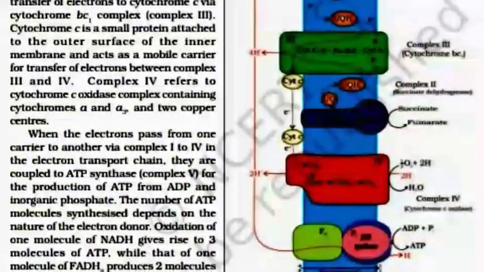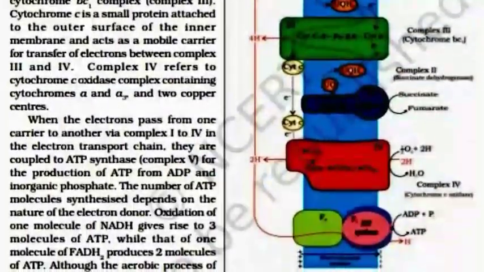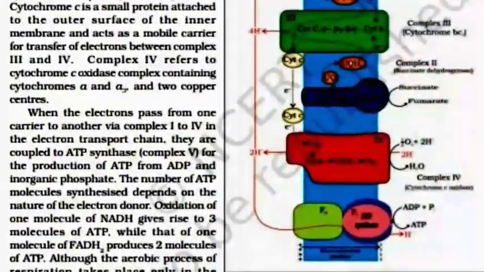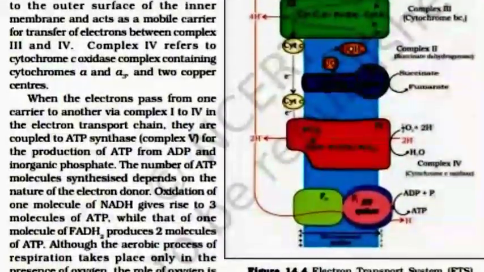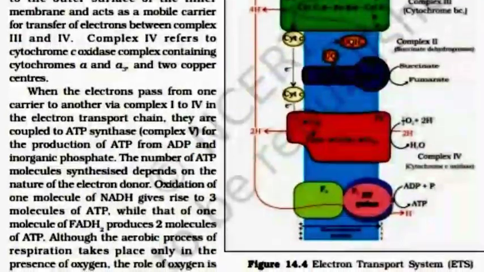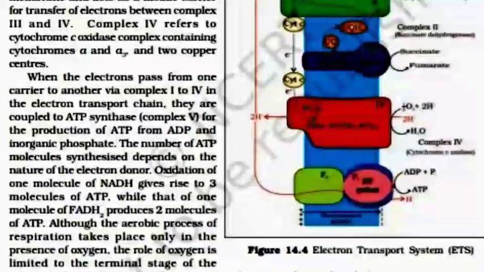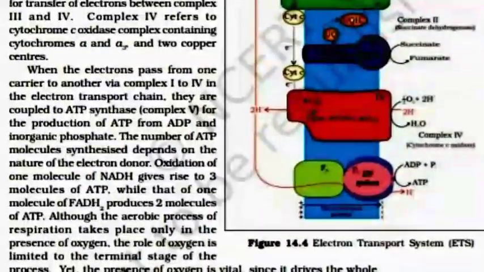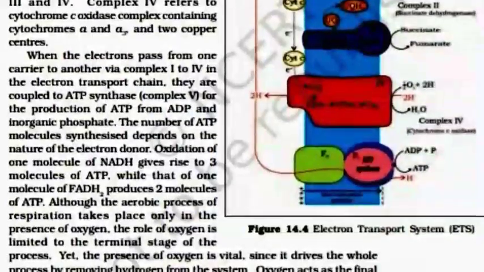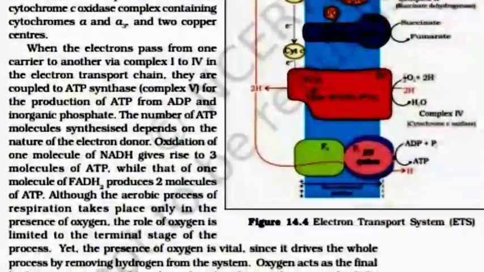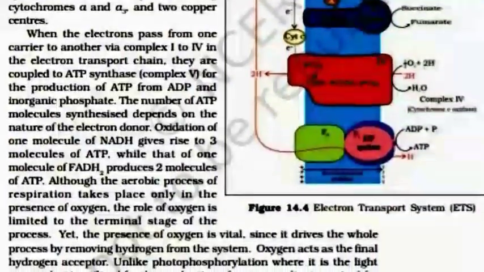When the electron passes from one carrier to another via complex 1, 2, 4 in the electron transport chain, they are coupled to ATP synthase, complex 5, for the production of ATP from ADP and inorganic phosphate. The number of ATP molecules synthesized depends on the nature of the electron donor. Oxidation of one molecule of NADH gives rise to three molecules of ATP, while that of one molecule of FADH2 produces two molecules of ATP.